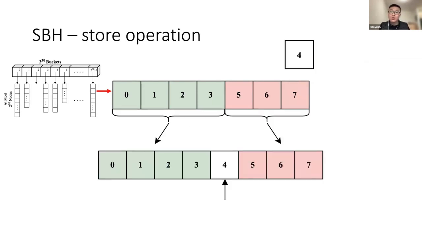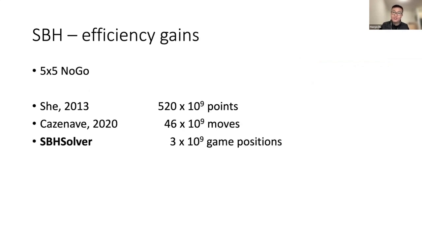If this is a store operation, then we can first do a binary search to locate the right spot for the insertion. Then we simply insert the new piece of information into the right spot. So this concludes what sorted bucket hash is, its data structure, and how it functions.